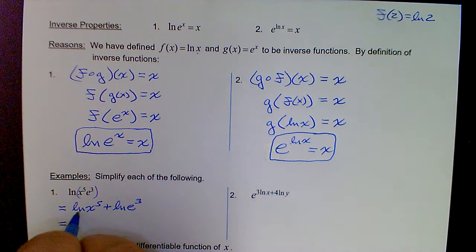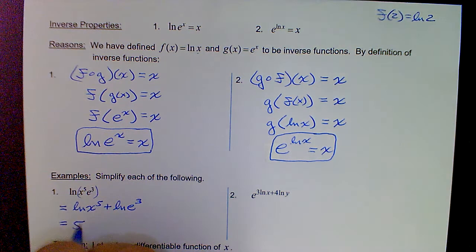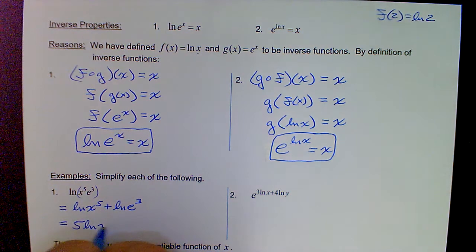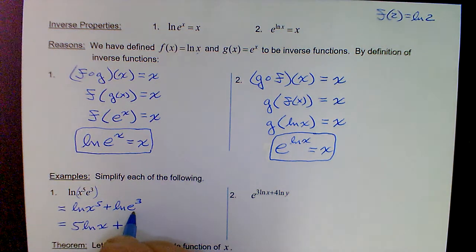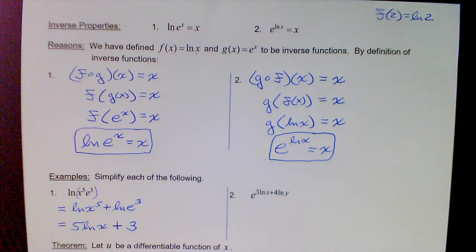In particular, natural log of x to the 5th, the power property says we can bring the 5 out in front of the natural log of x. And now note, by our inverse property, the natural log of e to the 3rd is just simply 3. Okay, so that's one example.